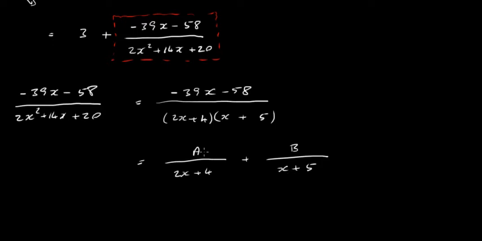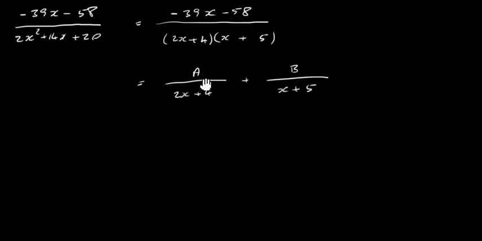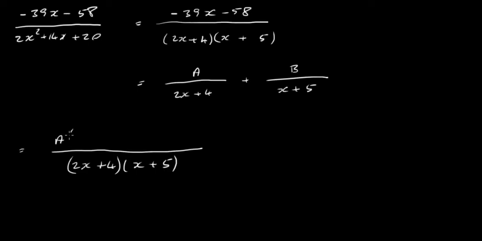Now I don't know what A and B are, so I've got to work out what A and B would be. We do what we did in the previous video, which is add these two fractions. Common denominator again: 2x plus 4 times x plus 5. Divide 2x plus 4 in here, you get x plus 5, so we end up with A times x plus 5 on top. We have a plus here. Divide x plus 5 in here, you get 2x plus 4, multiply that by B, so it's B times 2x plus 4.